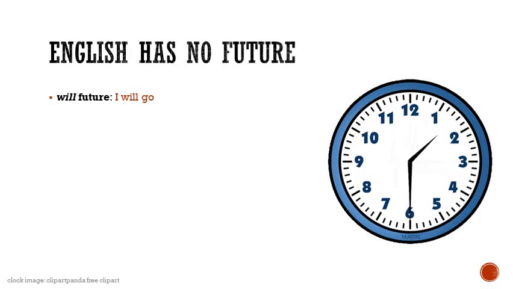So we can put an -ed on a verb and turn it into past tense, but we cannot do that and show the future tense. We don't have an equivalent of -ed for the future. But no matter, we have other ways of expressing the future.